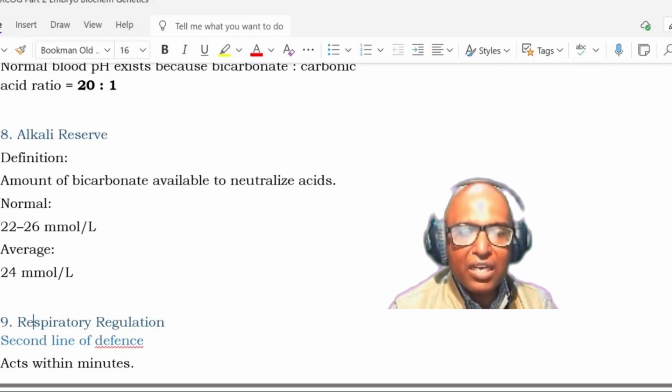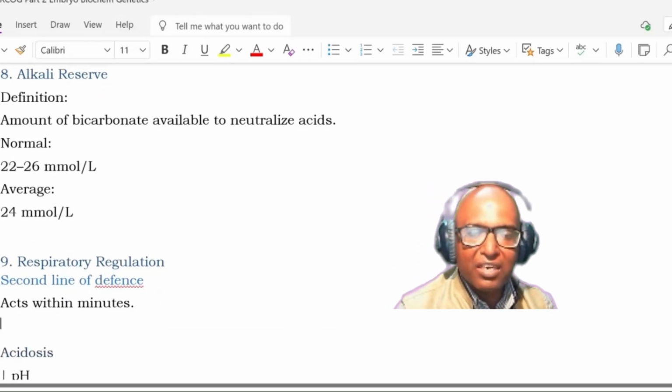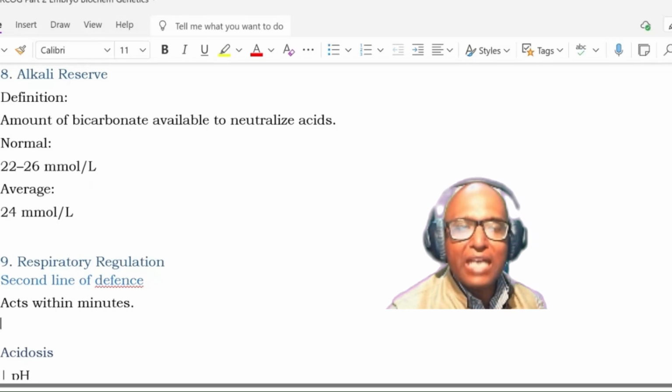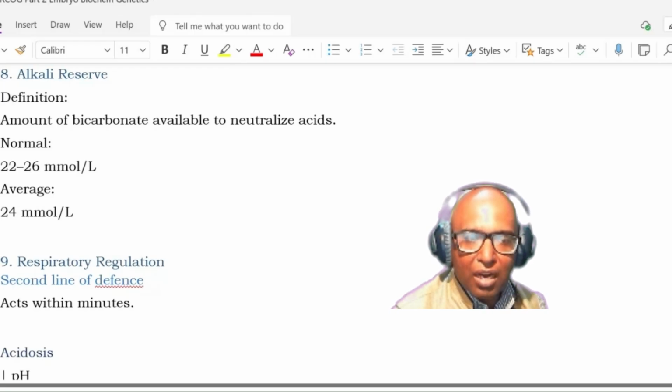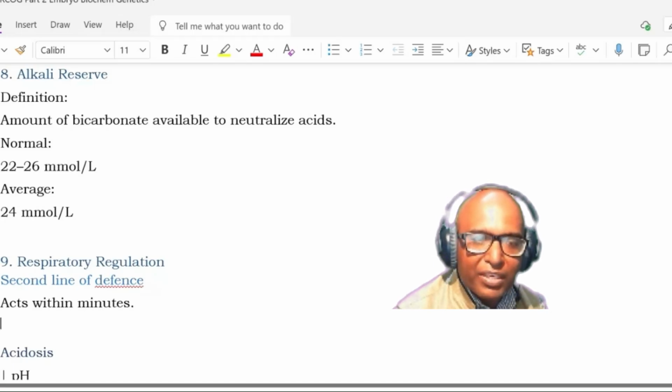We always have an alkali reserve. This alkali reserve is mainly because of the bicarbonate. It is the amount of bicarbonate which is available to neutralize the acid. So this bicarbonate is the alkali reserve, and the level you should remember is 22 to 26 millimoles per liter. Average is 24 millimoles per liter. This bicarbonate level you are supposed to know.